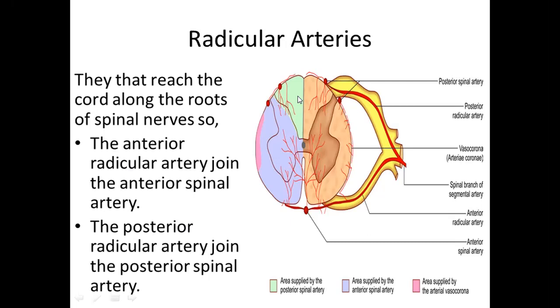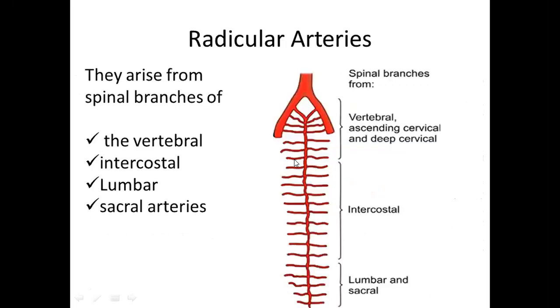The posterior spinal arteries, each one supplies the corresponding posterior one-third, and the radicular arteries reinforce the anterior and posterior spinal arteries along their course. Again, these are the radicular arteries. Here, this is the vertebral artery, which gives origin to two small anterior spinal arteries joined together to form the anterior spinal artery, which descends downward. The anterior spinal artery along its course is reinforced by the segmental or radicular arteries.